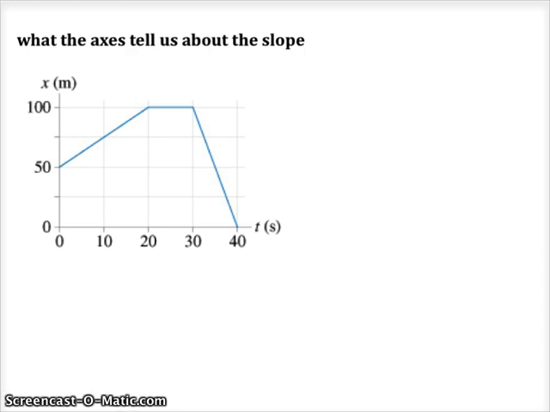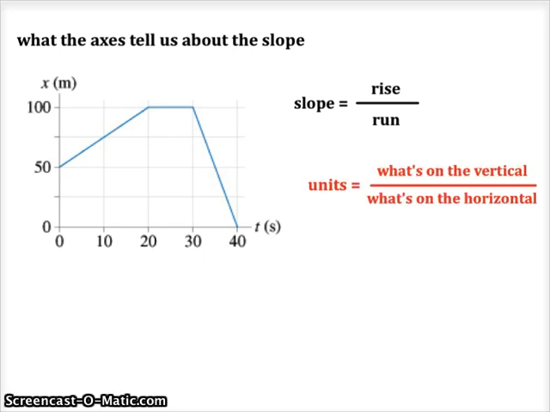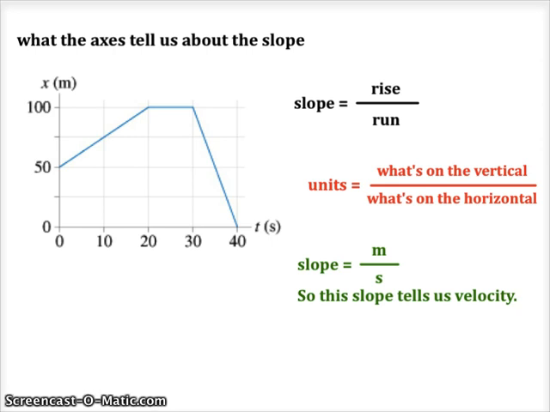So what do those axes tell us about the slope? Well, we can take a look at our basic definition of slope, remembering that it's the rise over the run. If we match that up with how our axes have been labeled, just looking at what's on the vertical axis and what's on the horizontal axis, we can see that for this graph, our slope will tell us something about meters over seconds. The slope will have units of meters per second. So it's a velocity. Without really memorizing anything, just looking at the graph, we can tell what the slope is going to tell us.